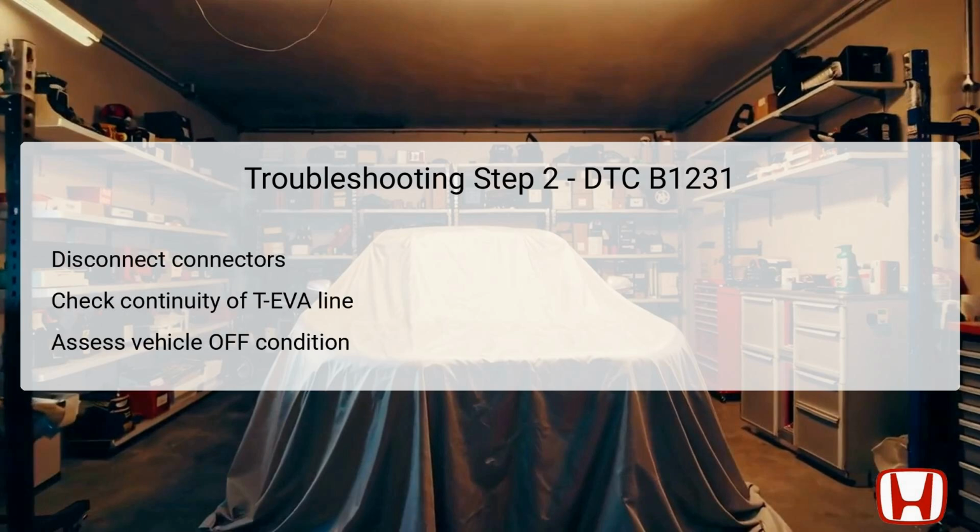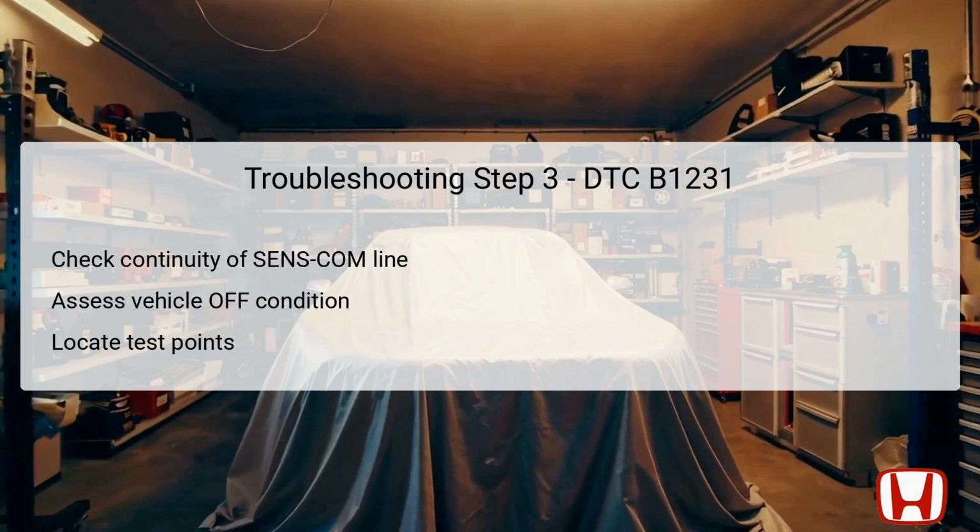In Step 2, the focus shifts to checking the integrity of the TEVA line. Begin by turning the vehicle to the off lock mode, which ensures all systems are inactive for testing safety. Next, disconnect the connectors for climate control unit connector B24P and the evaporator temperature sensor connector.